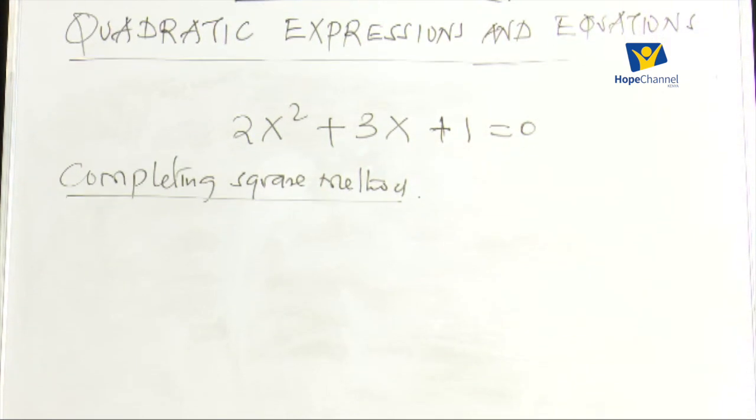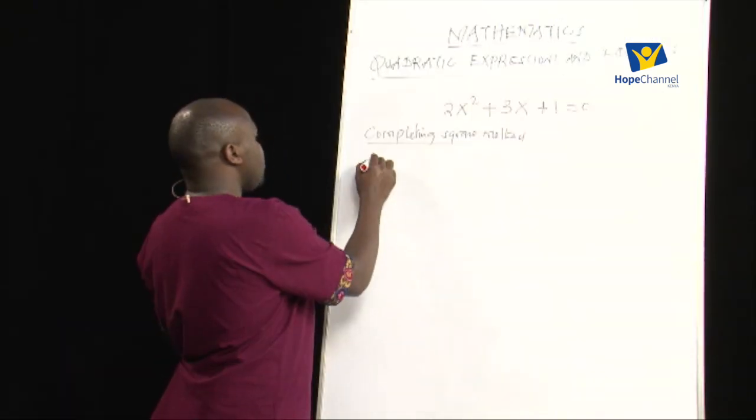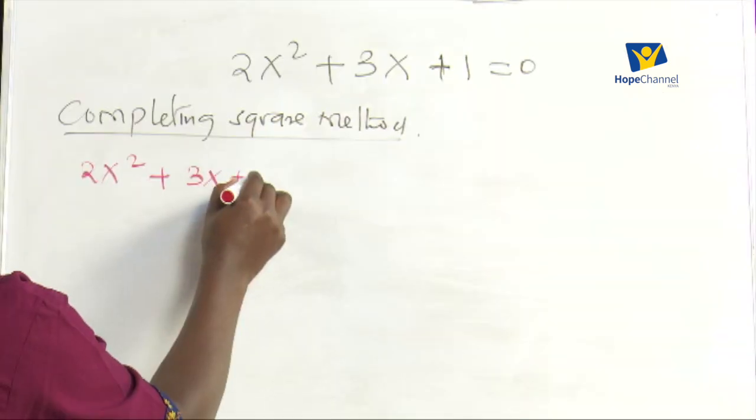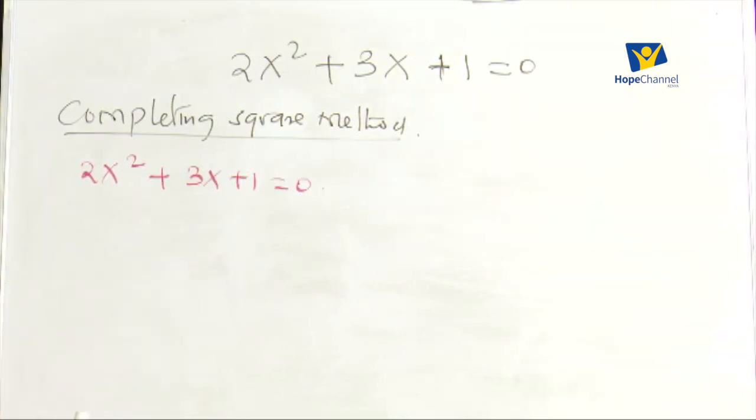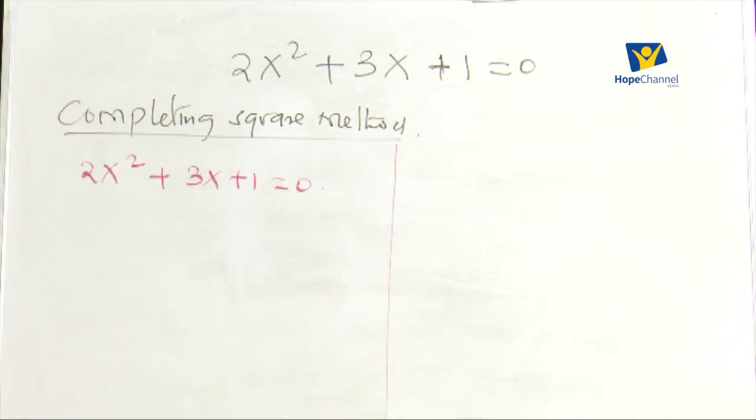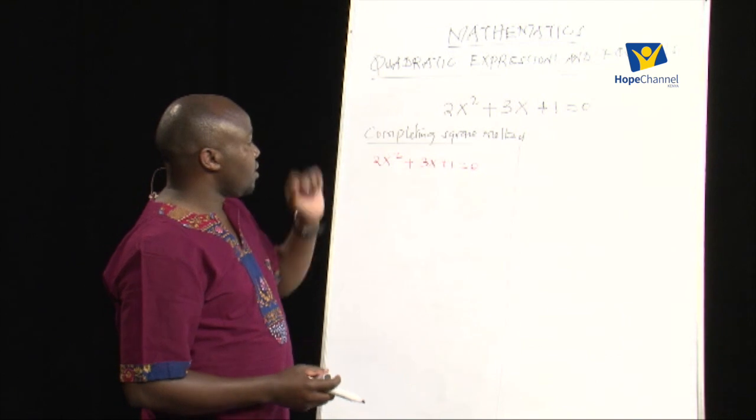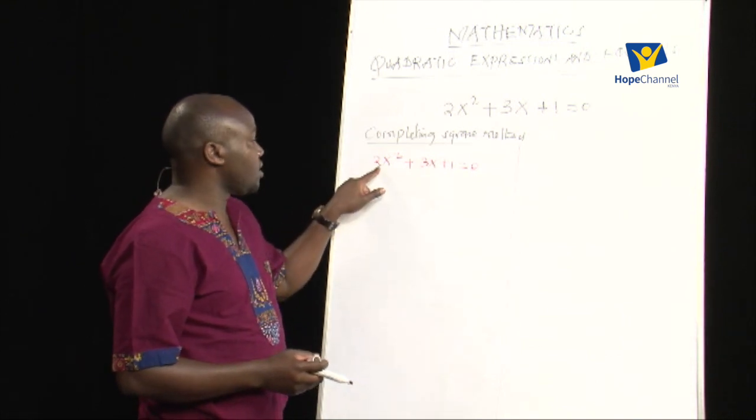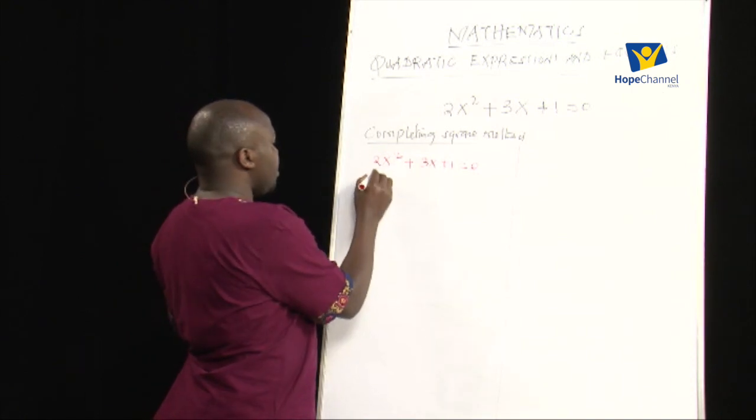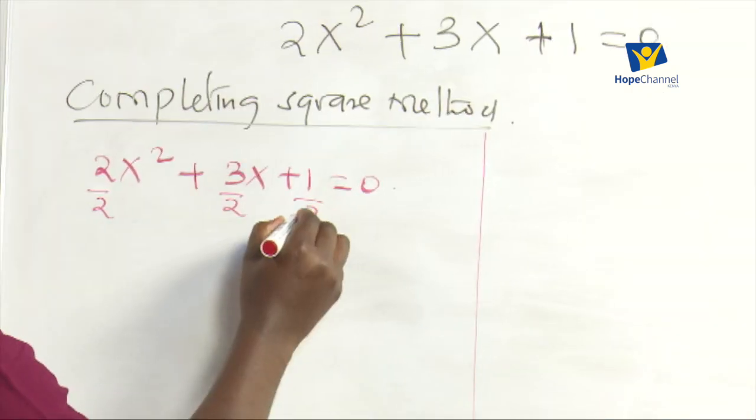Let me use a red pen now. I have 2x squared plus 3x plus 1 is equal to 0. How do we solve now using the completing square method? I said there are rules to be followed. Rule number 1, I said you ensure the coefficient of x squared is 1. Therefore, how do I ensure that? I'm going to divide through by 2.